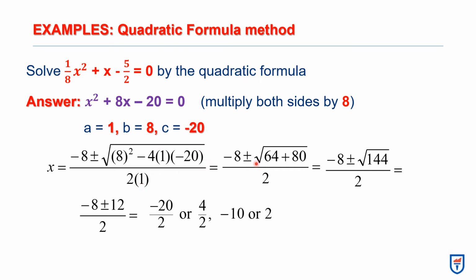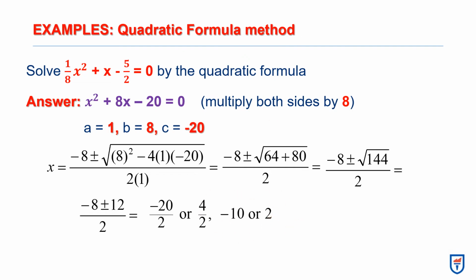After substituting, we solve it and get minus 8 plus or minus the square root of 64 plus 80, over 2, which reduces to minus 8 plus or minus the square root of 144. The square root of 144 is 12. We end up having minus 8 plus or minus 12 divided by 2, which reduces to minus 20 over 2, or 4 over 2. And our final solution for the values of x is minus 10 and 2.